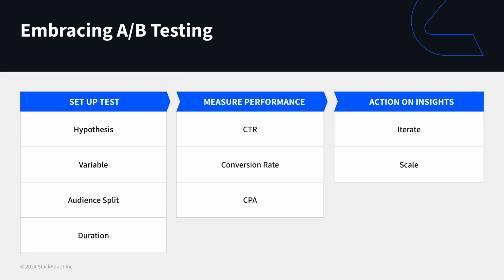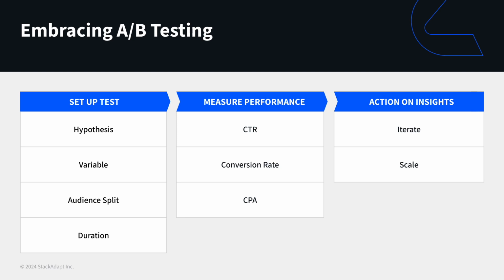Now let's go to A/B testing. So A/B testing is a fantastic way to find out what works best for your campaign. It involves creating 2 or more versions of a campaign, each with minor changes, and then testing them to see which setup performs the best.